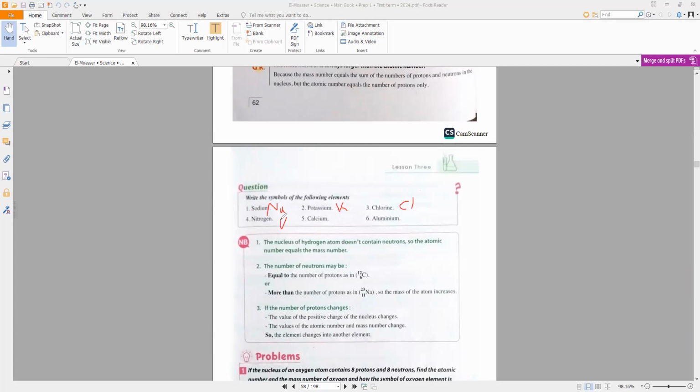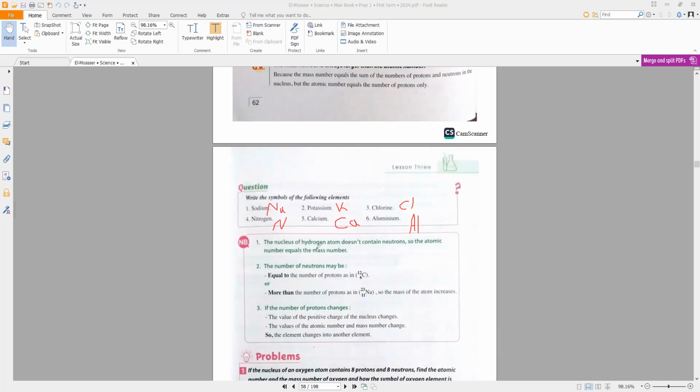Nitrogen, N. One letter is written in capital. Calcium, Ca. The first letter in capital, the second letter in small. Aluminum, Al. The first letter in capital, the second letter is small. So these are the symbols of some elements.